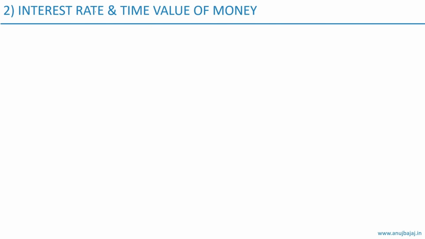Let us start directly with section 2, which is interest rates and time value of money. Let me ask you, if I give you an option to receive $9,500 today, or an option to receive $9,500 after a year, then what would you choose? Definitely anyone would say they would like to receive the money today.